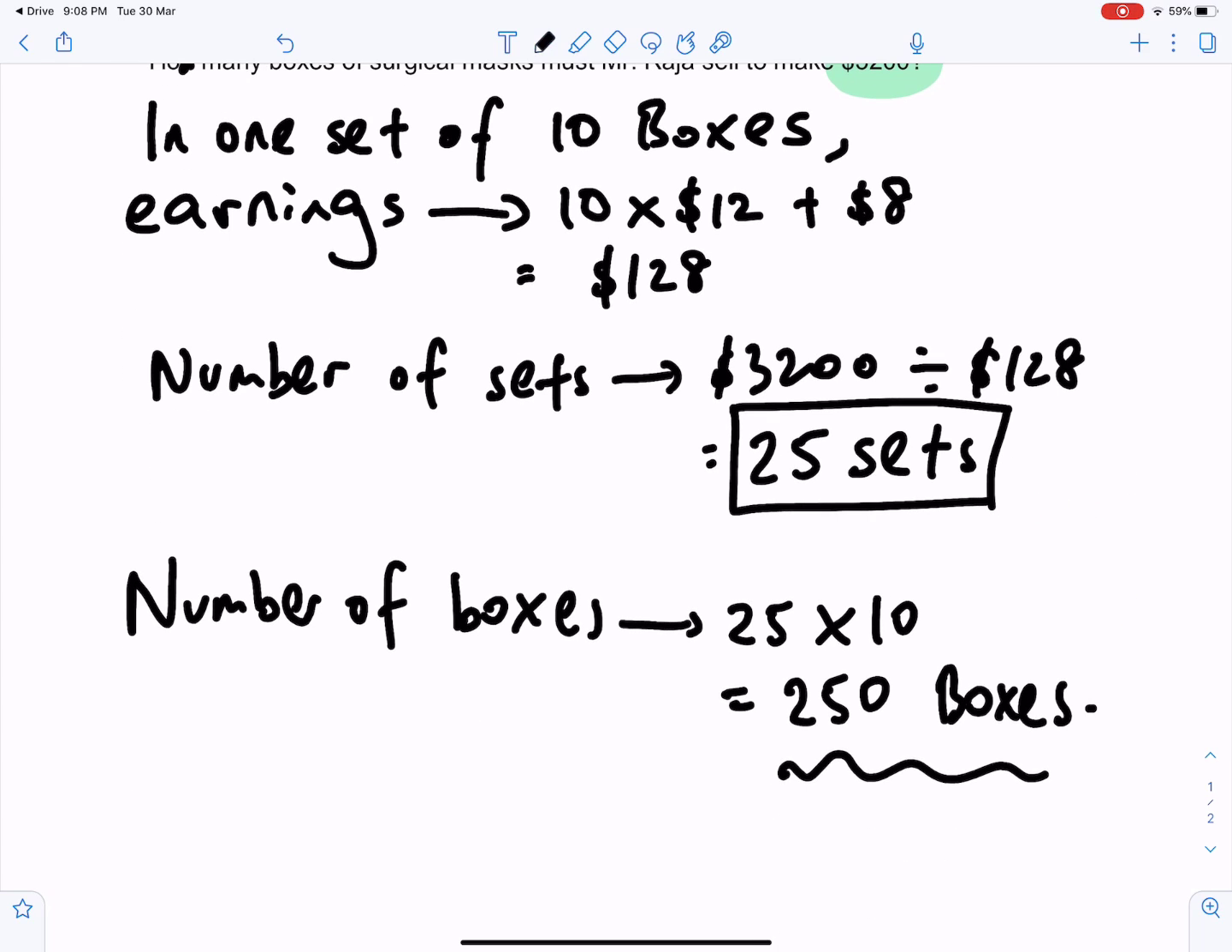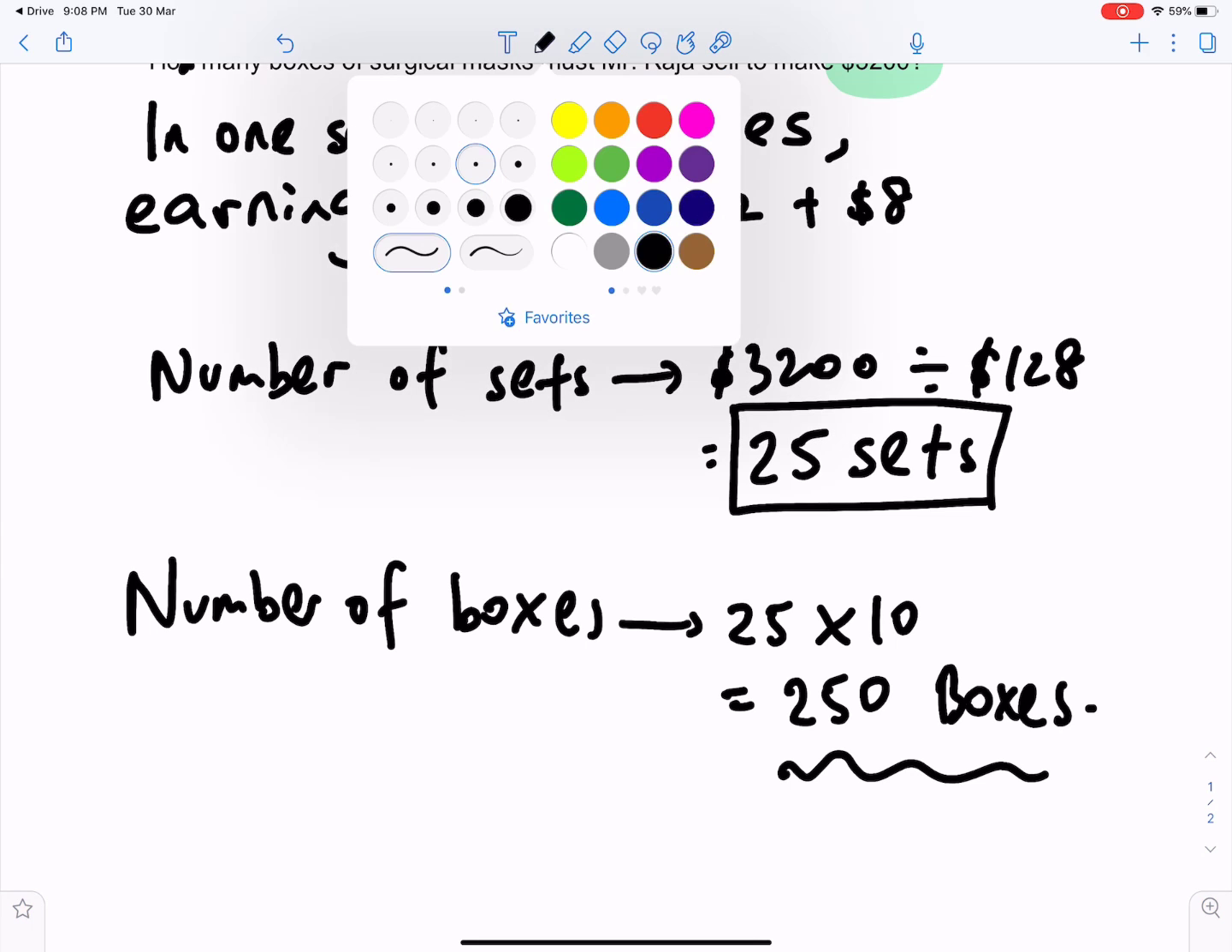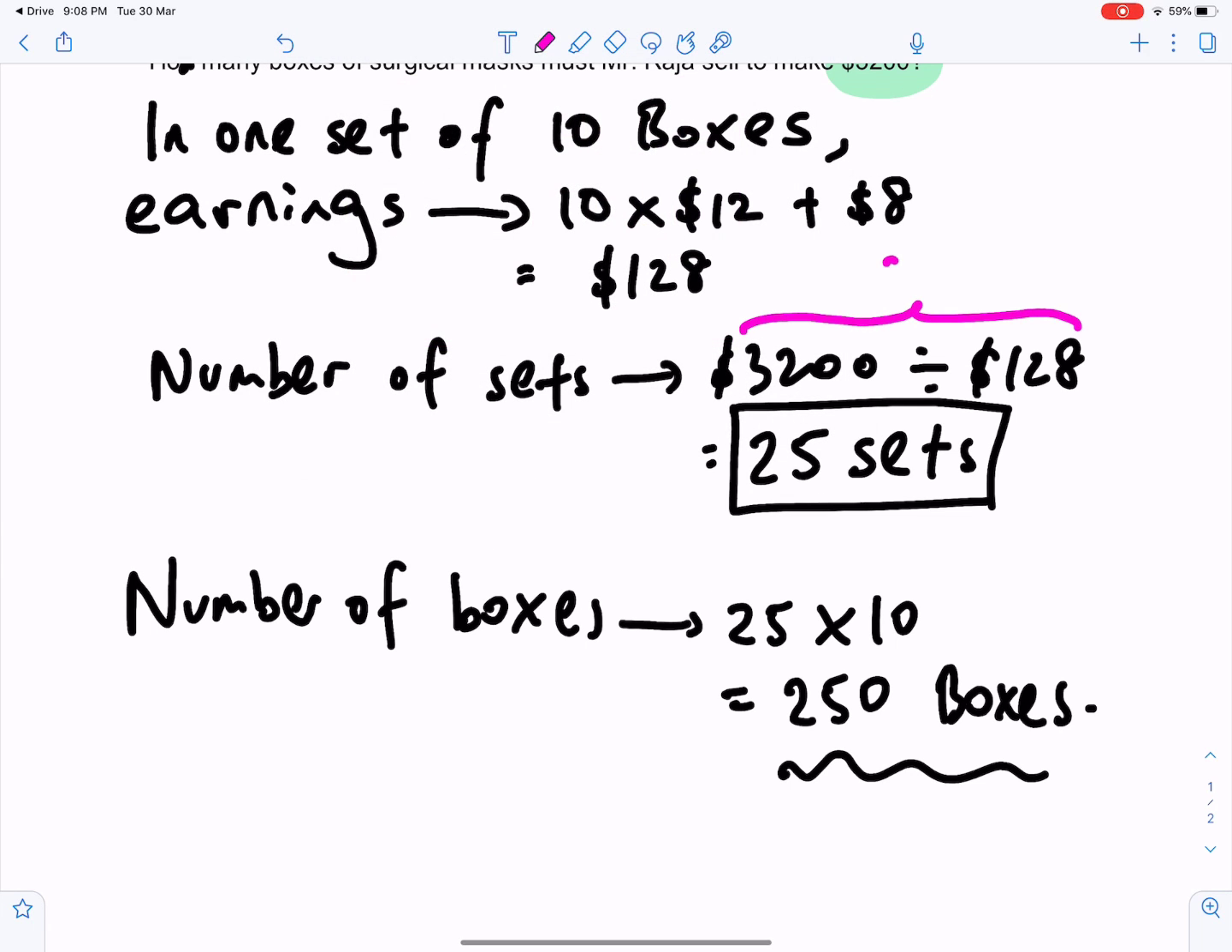Now sometimes, in another example, you may get something like 24 and a half, which means he can only sell 24 sets. Then the additional amount of money that he has to make must come from individual boxes. There will be such instances where you may not get a very nice number like this, but don't panic. The additional amount of money that is more than the sets will be used to buy boxes that are not part of the sets, basically individually packed boxes.